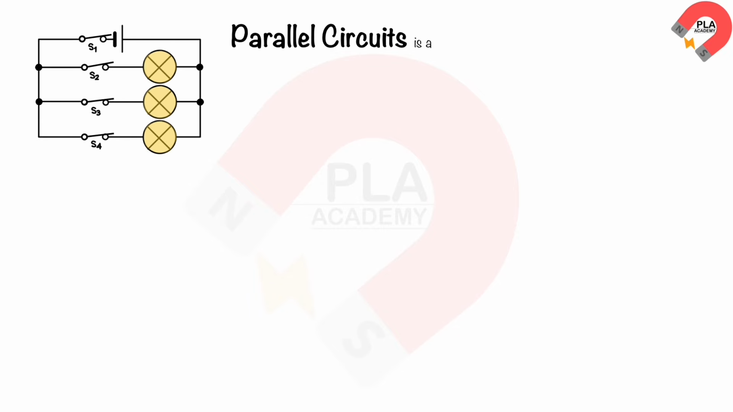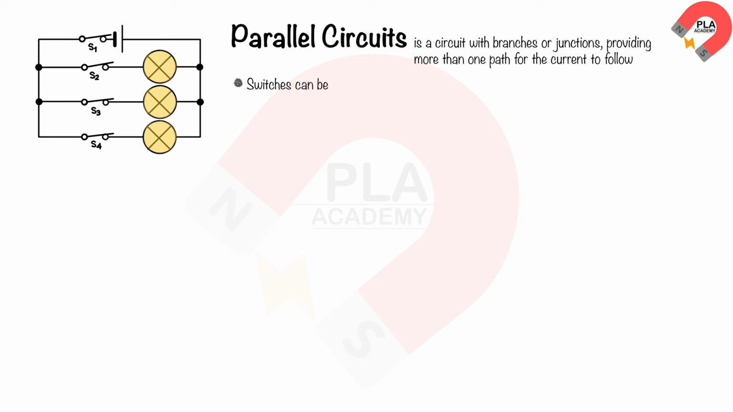Parallel circuits. A parallel circuit is a circuit with branches or junctions, providing more than one path for the current to follow. In a parallel circuit containing three identical bulbs as shown, switches can be placed in different parts of the circuit to switch each bulb on and off individually, or all together.